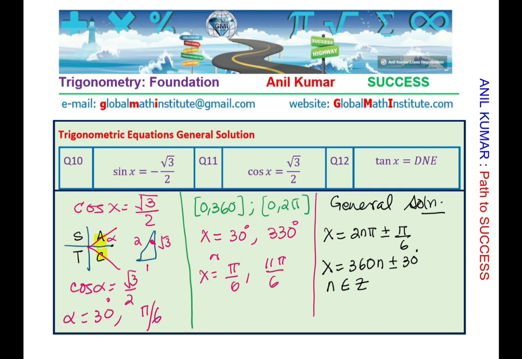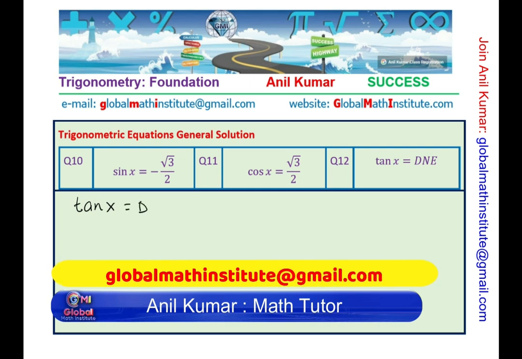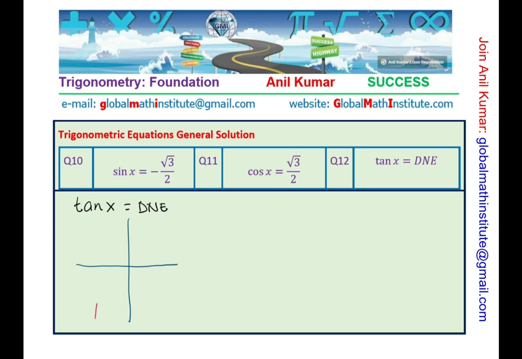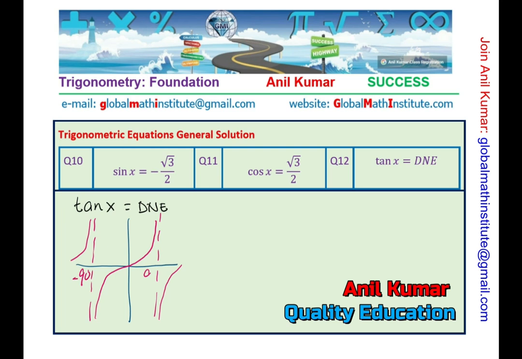So I hope now these steps are absolutely clear. Let's look into the last question, which is tan x does not exist. You know the tangent graph, right? It is kind of like this, where we have vertical asymptotes at plus and minus 90 degrees, correct? So here we have minus 90 degrees and plus 90 degrees. So tan x does not exist for 90 and then 270 and so on, right?